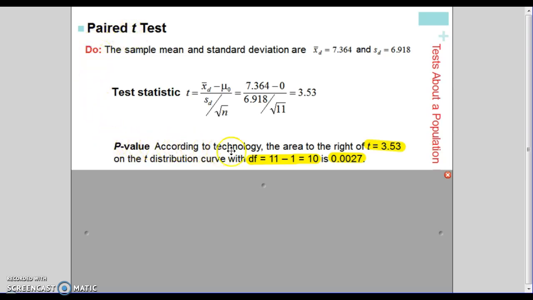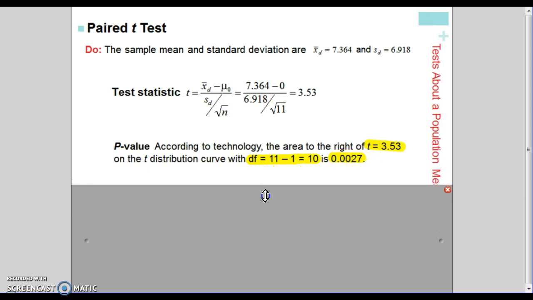But basically, you can use technology to get the test statistic, and you can find that the area to the right on a t-distribution with degrees of freedom 10 is 0.0027. And these three things I have highlighted here are basically the three things you need to make sure you have written down when you use your calculator. You need the test statistic, you need to write down the degrees of freedom, and you need to write down the p-value. You'll notice that it's an extremely low p-value.